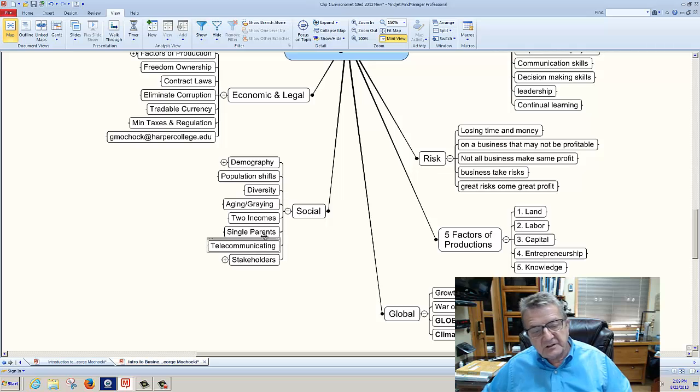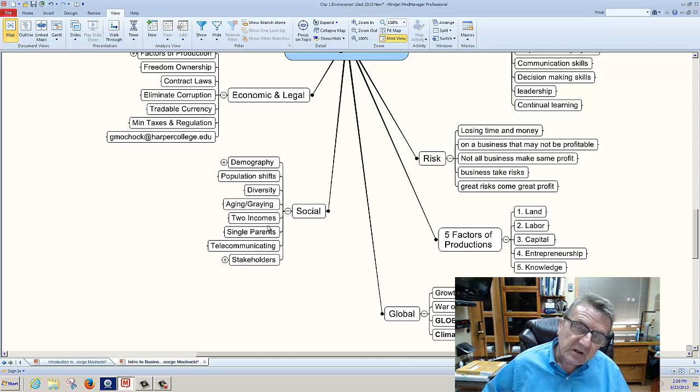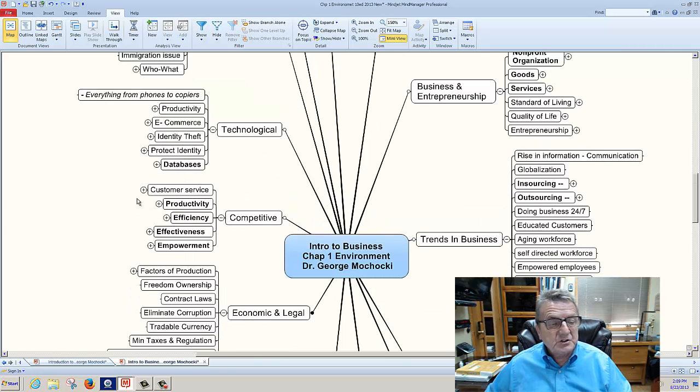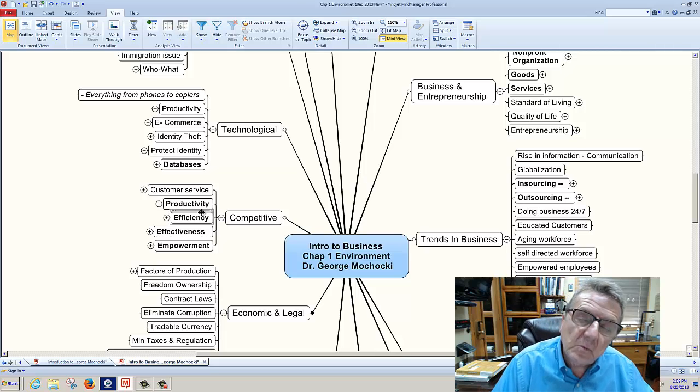Okay, so you have society, look at aging income. These are not only my customers, these are also my employees coming in. Economics, legal, you have Obamacare or healthcare coming in. How's that going to affect the business? How's it going to affect my bottom line? I have competition, competitive. How do I become more productive?